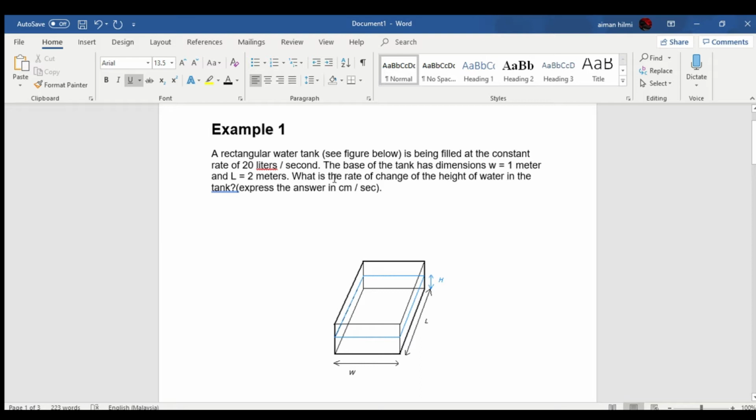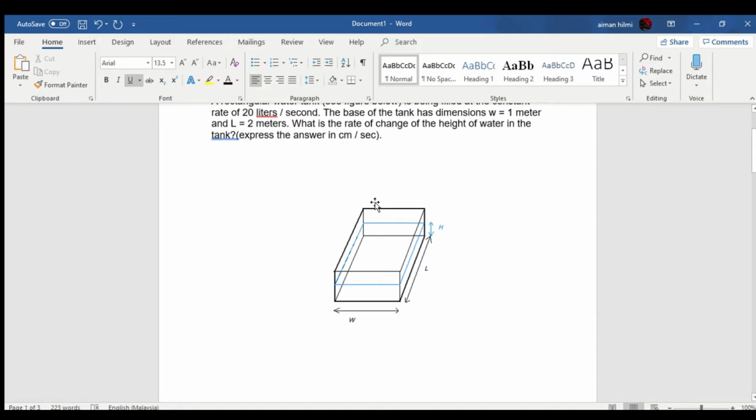So the question will be: a rectangular water tank is being filled at a constant rate of 20 liters per second. The base of the tank has dimensions W equal to 1 meter, which is the width, and L equal to 2 meters, which is the length. What is the rate of change of the height of water in the tank?